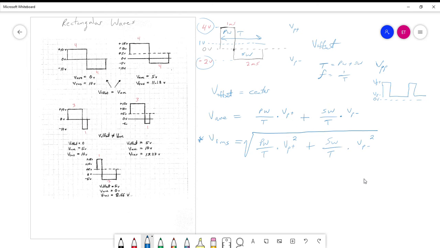Did I go too fast there? I could have written that down for you, huh? So we're really saying 3/4 of the time, 3 milliseconds out of 4 milliseconds, I'm at 10 volts. And 1 millisecond out of 4 milliseconds, I'm at negative 10 volts. Then do the math: 3/4 of 10 is 7.5, right? 7.5 plus 1/4 of negative 10, which is negative 2.5 volts. There we go. Add them together and you get 5 volts right here.